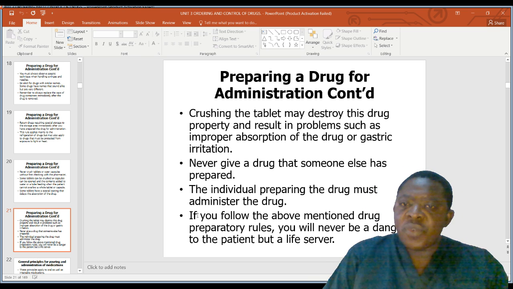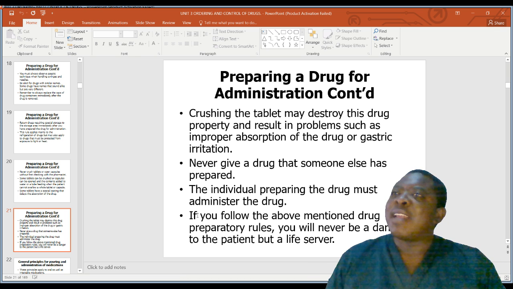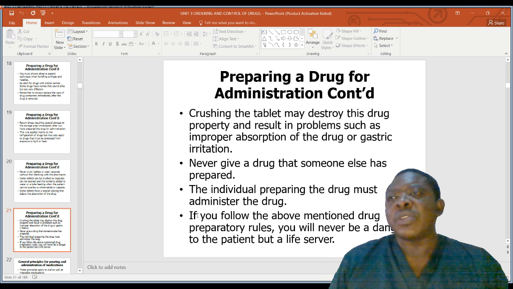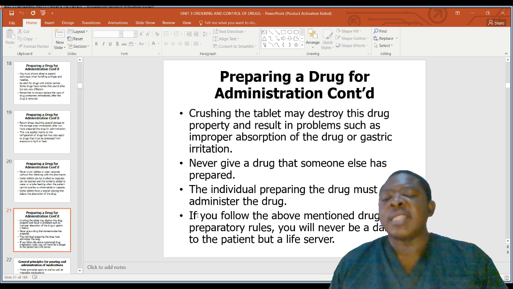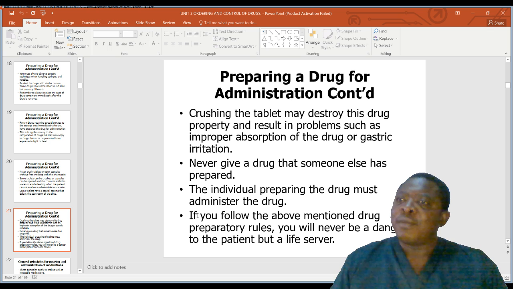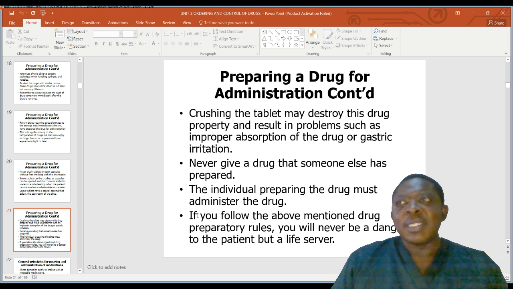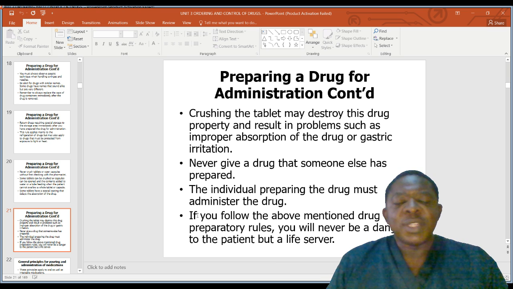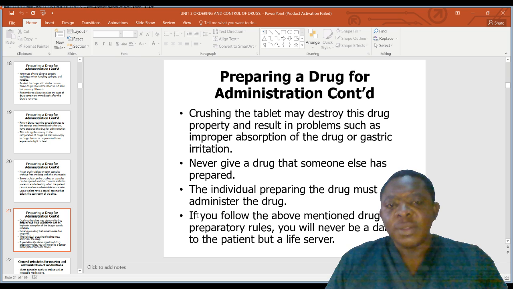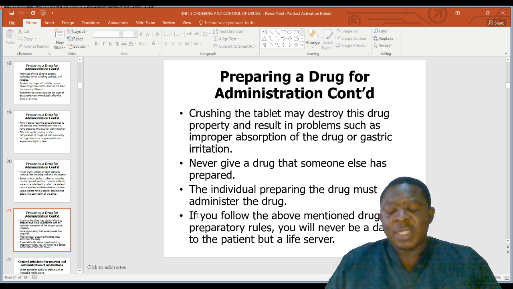Never give a drug that someone else has prepared. You find the drug has been prepared and put in the syringe, and then you assume, oh, this is it, this is that. That is dangerous. If someone else has prepared the drug, you should not give it, because it's that person who is sure of the drug that they have drawn and put in the syringe. It's that person who knows the tablet that he has put within that saucer or anything that they are using. So the individual preparing the drug must administer the drug.